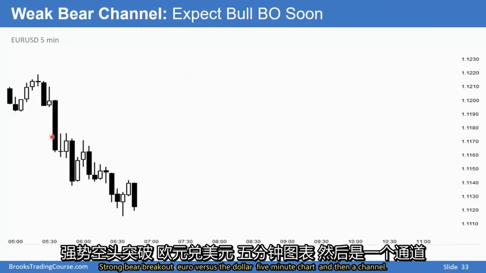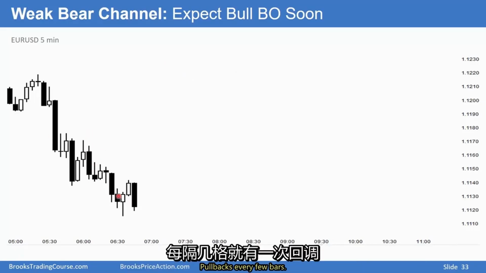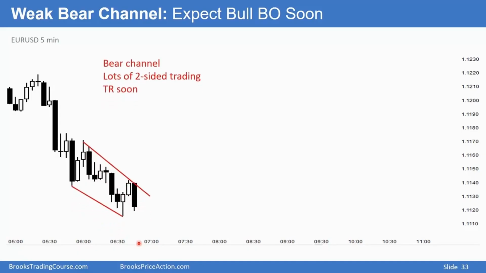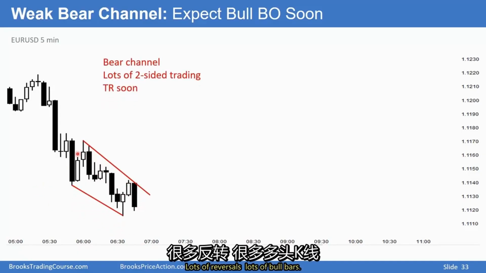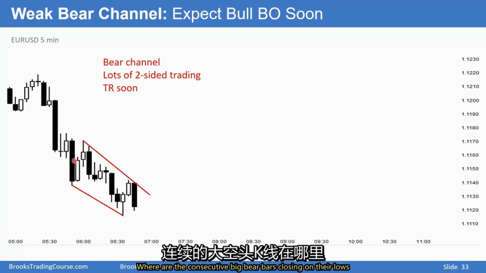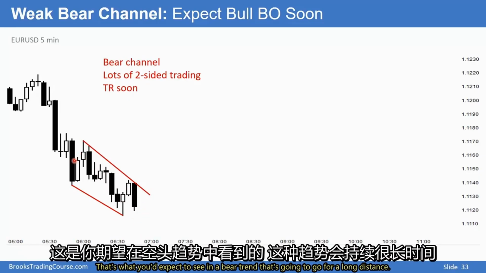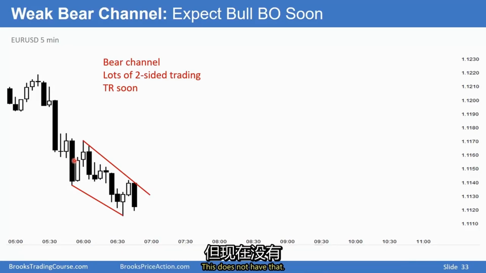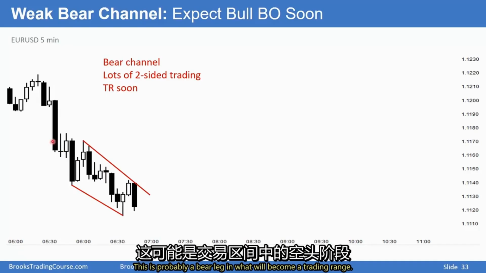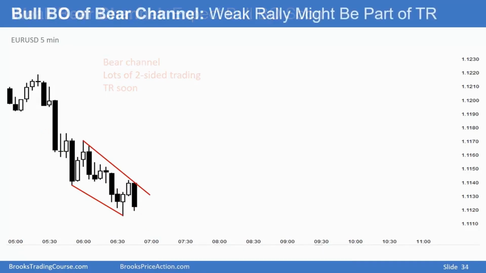Strong bear breakout, euro versus the dollar, 5-minute chart, and then a channel, pullbacks every few bars. Lots of reversals, lots of bull bars. Where are the consecutive big bear bars closing on their lows? That's what you'd expect to see in a bear trend that's going to go for a long distance. This does not have that. This is probably a bear leg in what will become a trading range.